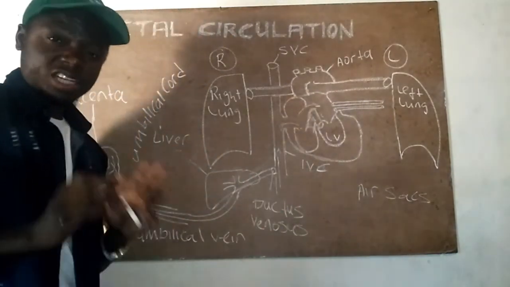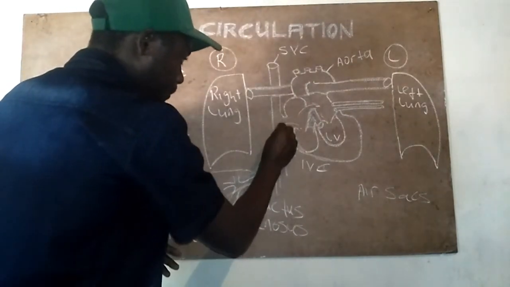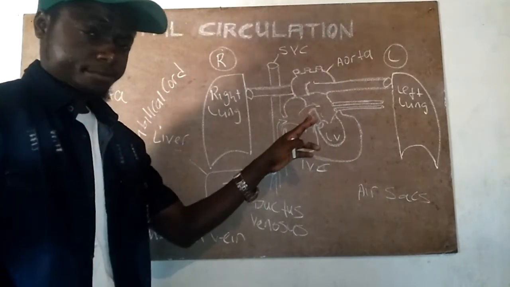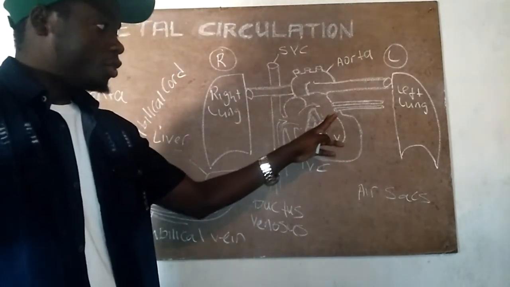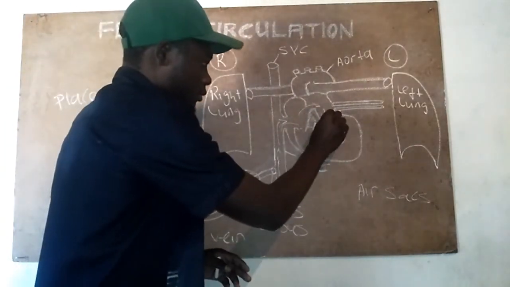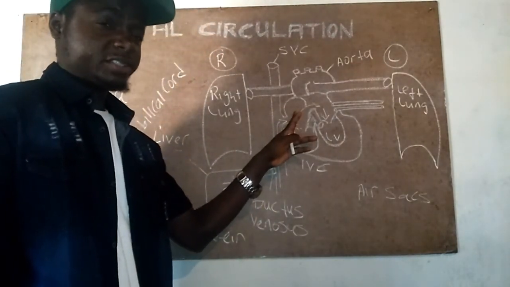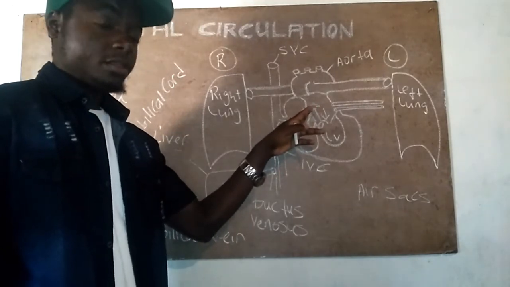That is oxygenated blood. And then once it goes through the foramen ovale, it's going to go down. So blood comes from the right atrium directly in through the foramen ovale.